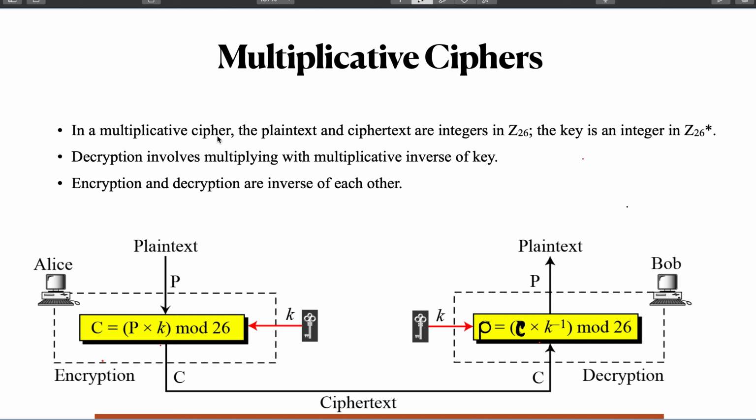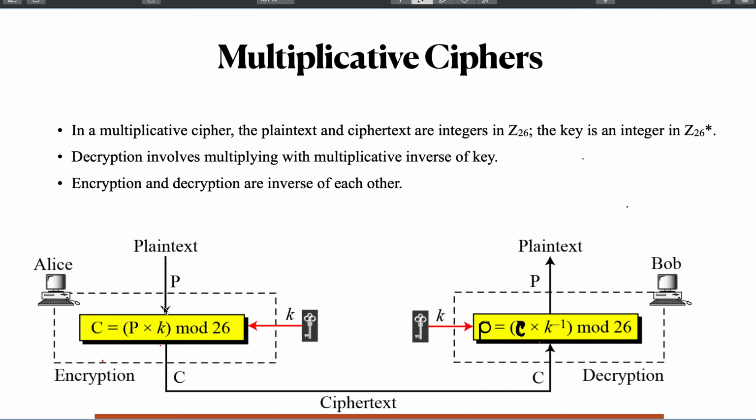In multiplicative cipher, the plain text as well as the cipher text will be integers in the range from 0 to 25, or within the range of 26. The decryption involves multiplying with the multiplicative inverse of the key. Just like in Caesar cipher, in order to decrypt, we subtracted the key from the cipher text number. Here instead, we will use a multiplicative inverse for decryption. So encryption and decryption are inverses of each other.